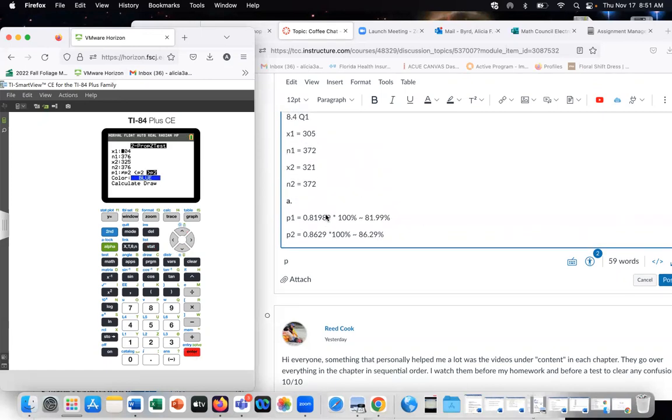Come here, buddy. You can come up here. So 305. And then I've got 372. So it seems similar, which is 372. Oh, that's not right. 372. 321. Excellent. And 372. Excellent. Good.